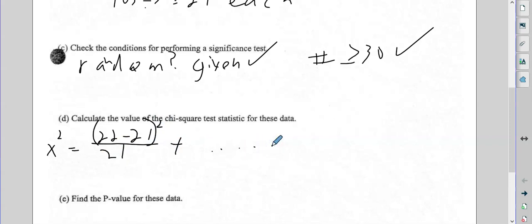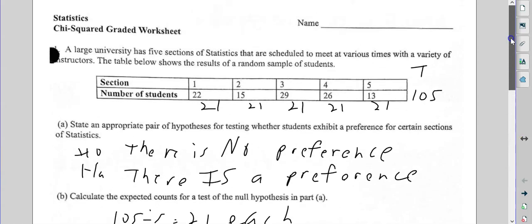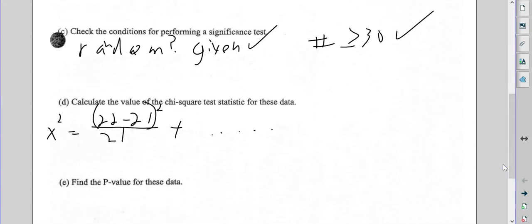And what you're doing basically is, I just want you to understand again where it's coming from. We're going to use the technology, but I want you to understand where it's coming from. You're doing the observed minus the expected, and you do that for each one. So the next one would be 15 minus 21, 29 minus 21, 16 minus 21, and 23 minus 21. And you would do that all these times. But you can just use the technology, which you already know how to use. And when you do that, you will get 9.0476.